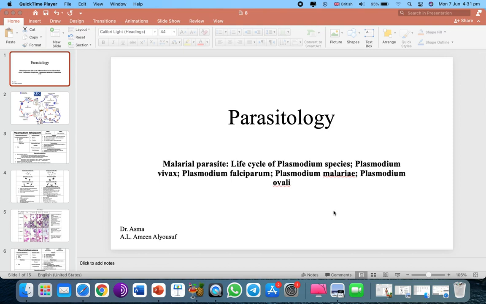So malaria, we can call it malaria, but the actual name of malaria is Plasmodium species.